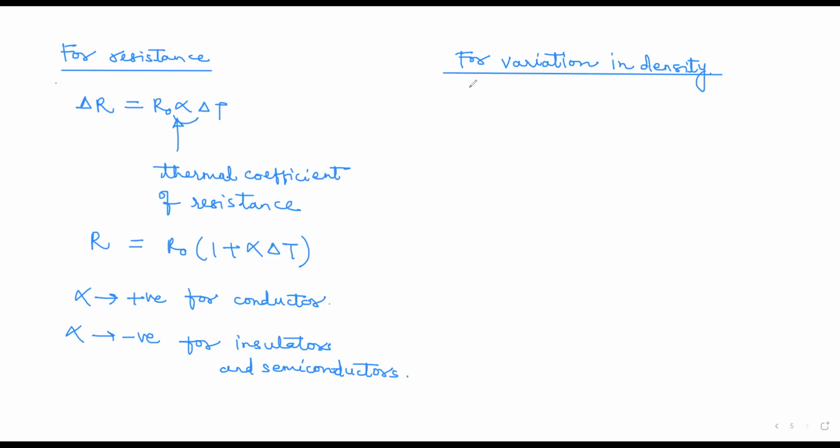So for variation in density, mass is always a constant. Density is mass upon volume, so M is volume into density, V d. So V naught into D naught is equal to V into D. Yes or no? At any temperature T and at temperature T naught. All of you, please say yes or no. Yes, sir. Now this is V naught D naught.